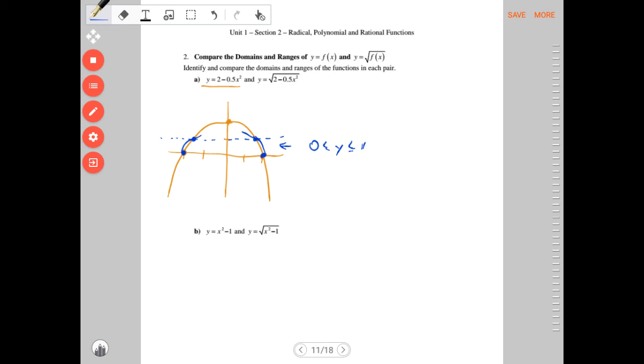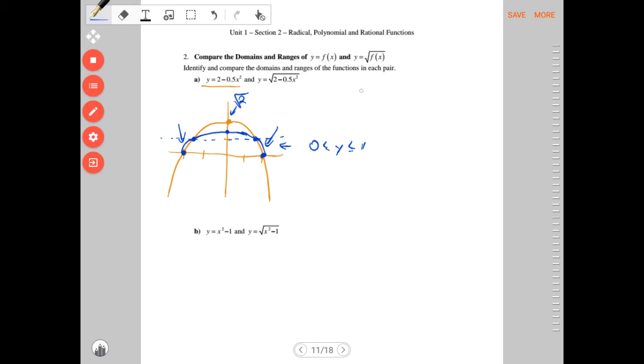Then the next point, the y-coordinate is 2. So on the blue graph, it's going to be square root of 2, which is about 1.4-ish, so about there. This is what you'll see on your calculator when you graph these. Notice there are two regions where the square root graph is higher, and then that middle region where the square root graph is lower.